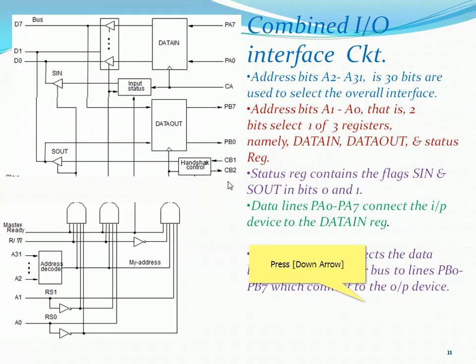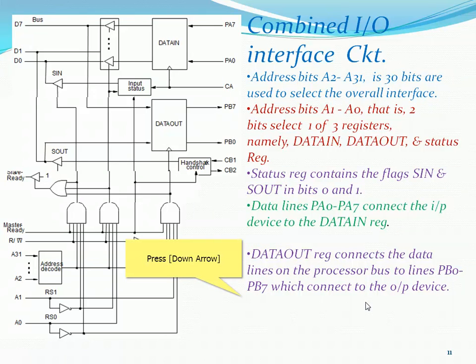That is port B, the port B address from 0 to 7. This is connected to data out. So this data out is connected to the output device. This is the output device. So this input and output circuits will be combined with the help of the handshake signals, that is CB1 and CB2, the control signals from port B, right? So there are control signals from port A.